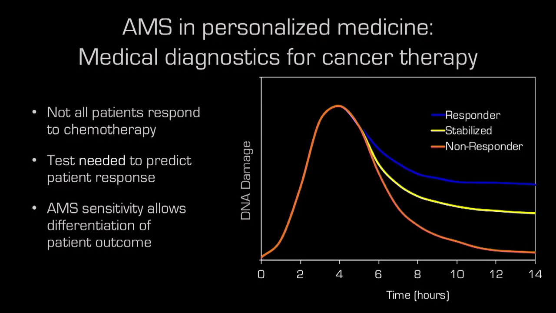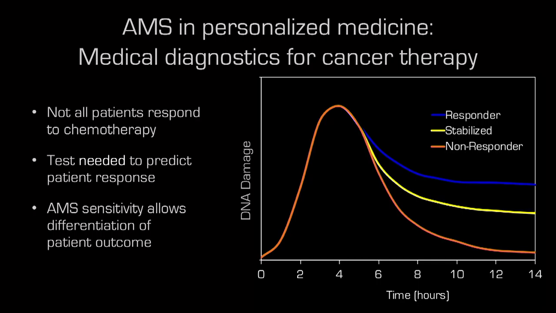Well, it turns out you can use AMS. We have developed a test in cancer therapy. It's called a diagnostic test, where we can actually predict how people are going to respond to chemotherapy before they get the treatment to treat their cancer. Because especially with chemotherapy, not all patients respond.